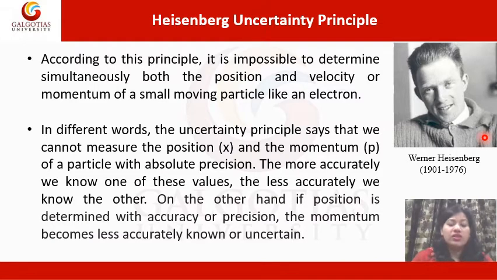In other words, the uncertainty principle says that we cannot measure the position, that is x, and the momentum, that is p, of a particle with absolute precision. The more accurately we know one of these values, the less accurately we know the other. Meaning, if the position is determined with precision, the momentum becomes less accurately known or uncertain.